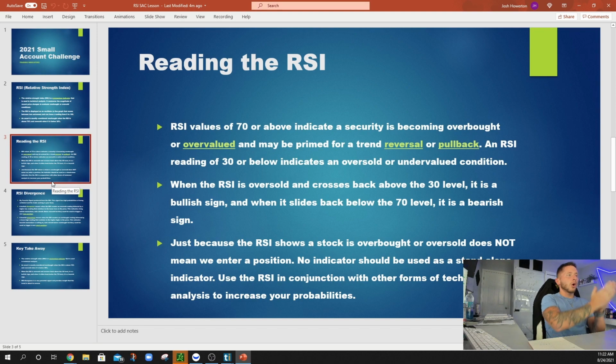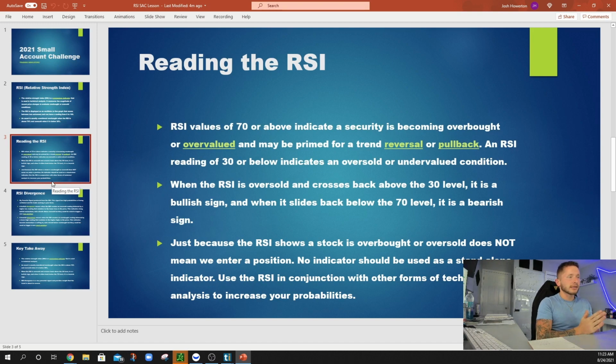So when the RSI is oversold, let's say it's at a 15 or a 20, right? And it crosses back above that 30 level, it can be considered a bullish signal that the trend is about to reverse. So when it is overbought, let's say it's at an 80, an 85, a 90, it's overbought, it's overvalued, and it crosses back below that 70 level, that could be used as a signal that the stock is now going to be bearish, that you could see a reversal and start to see the stock pulling back.